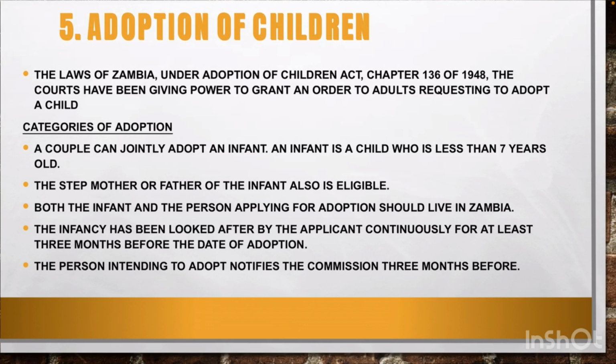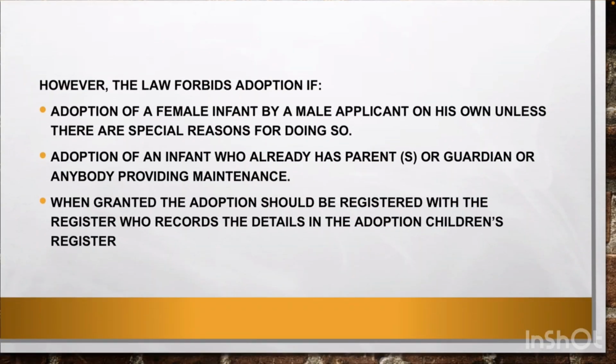You should look at the infant and ask, is this child below 7 years? The person intending to adopt should notify the commission 3 months before adopting. So these are some of the factors that you must consider as you are adopting. So it is not bad, it is okay. Now, there are some things that the law forbids in case of adoption. The law forbids adoption if 1.